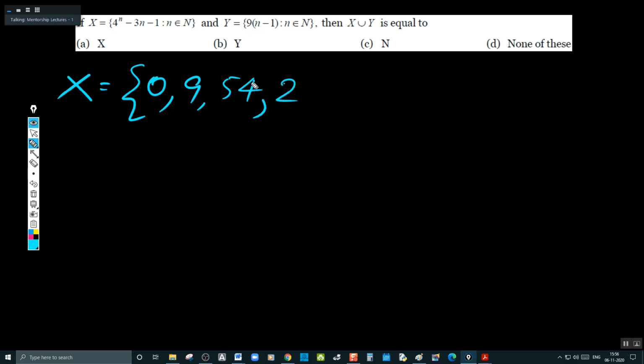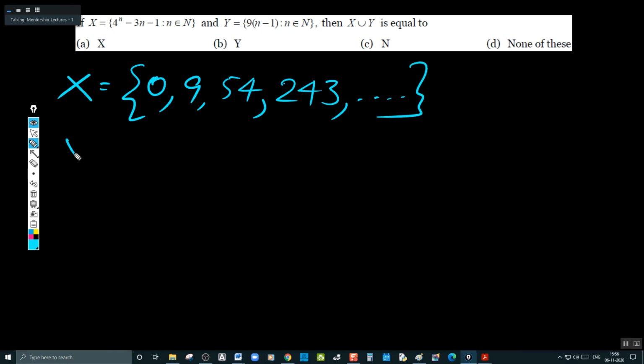N is equal to 4. We will write up to that only. N equal to 4 means 256 minus 13, please. 240. 3. Keep it like this.